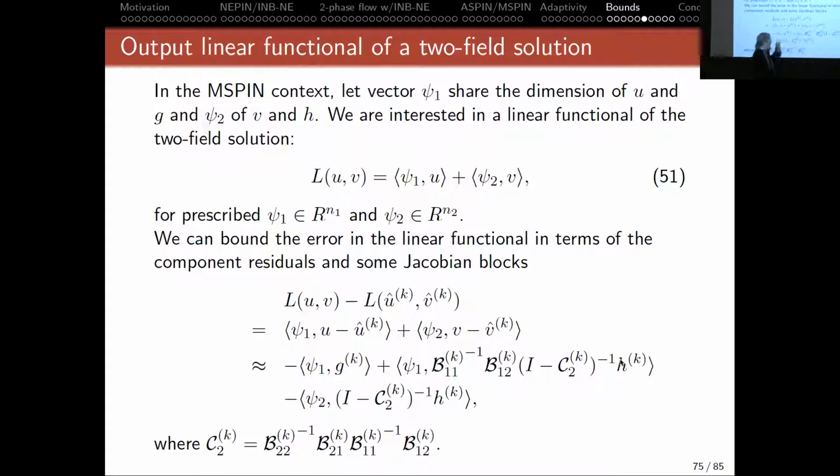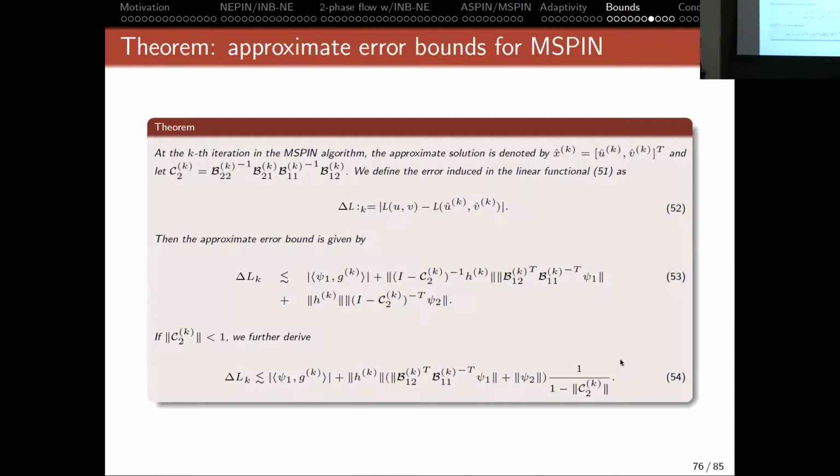We have a succession of intermediates, which by the expansion on the previous slide can be related to quantities in G and H, which is what we are monitoring as part of the nonlinear convergence. And here's a little theorem that bounds the difference between the asymptotic L and the current kth step L in terms of the evolving quantities G and H and these Jacobian blocks.